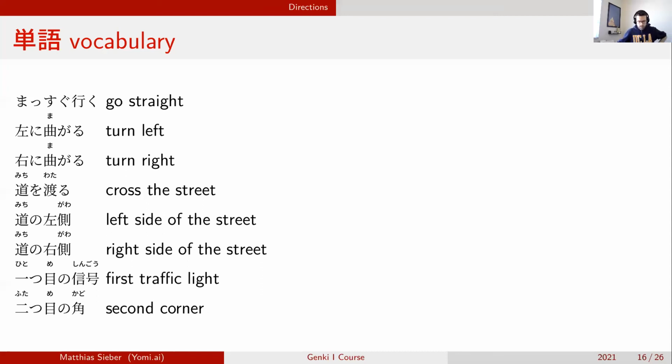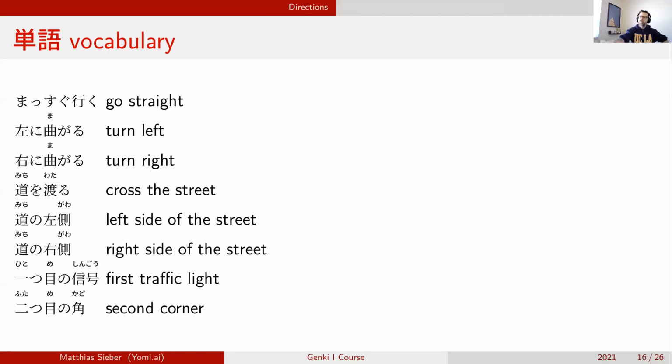So if you look at the dialogue on the page on the bottom, right, we have: Sumimasen, Yubin Kyoku wa doko desu ka? Right? Excuse me, where's the post office? And then: Masugu itte, mitsume no kado o migi ni magatte kudasai. Yubin kyoku wa migi gawa ni arimasu yo. So you can, with some practice, give directions and listen to directions.